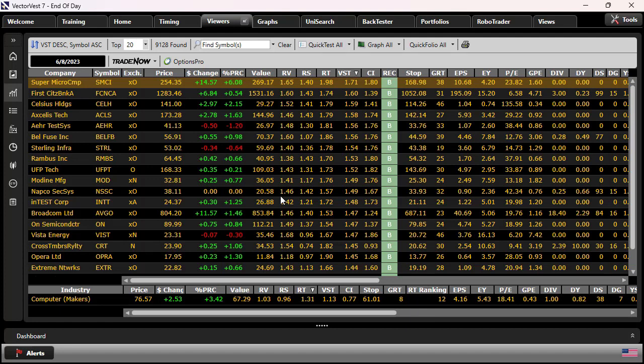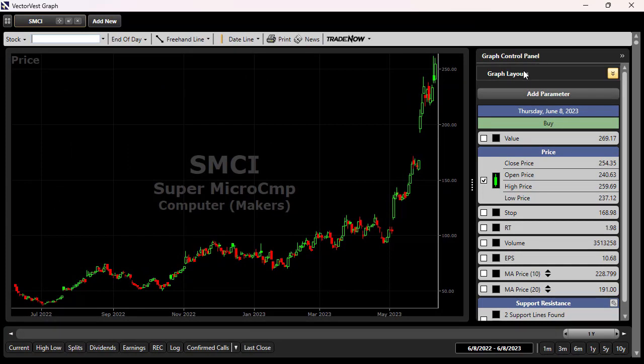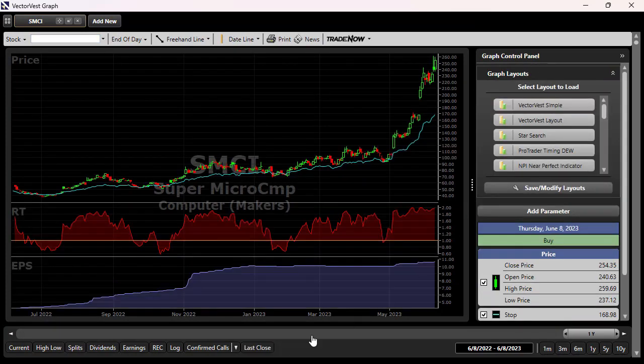So, how can we identify which of these we want to buy for our portfolio? Well, I'm going to use graphs to help make that decision easy. I simply come to the top of the page with 20 stocks displayed and click Graph All. That opens a graphing window for me, and I'm going to choose from my graph layouts VectorVest Simple.